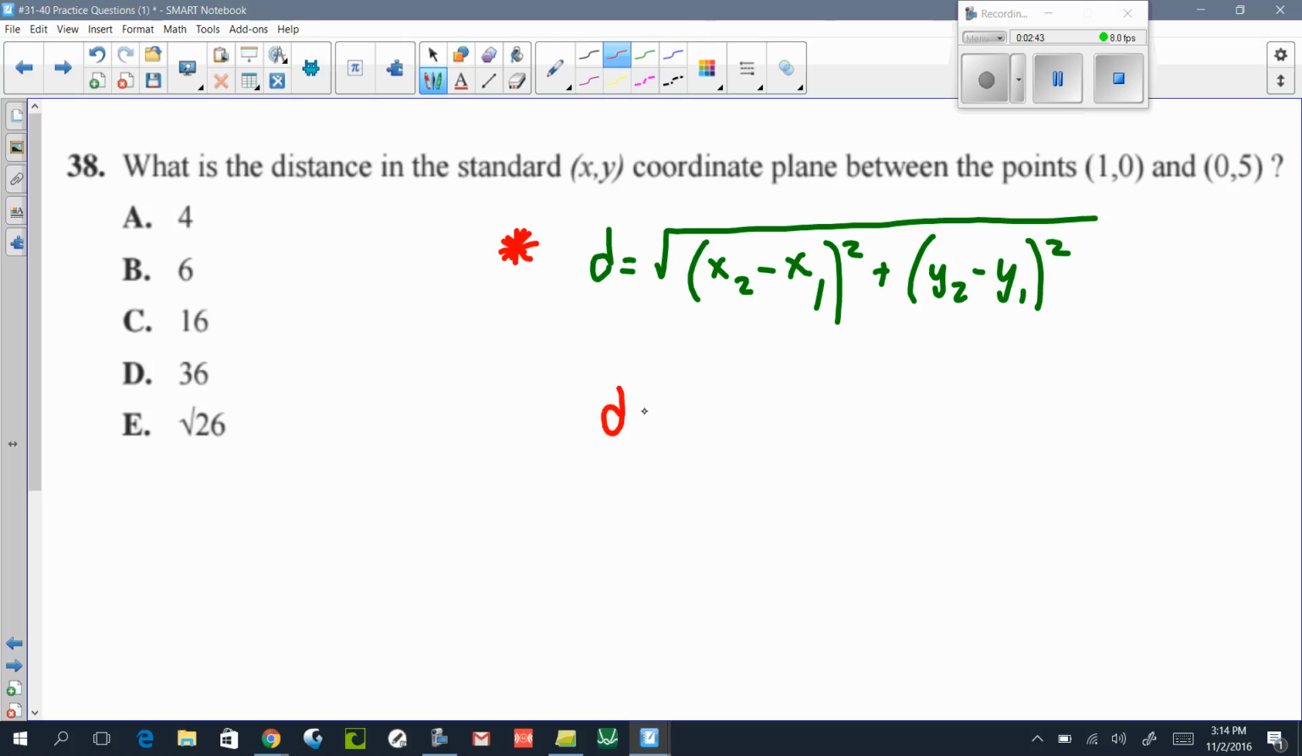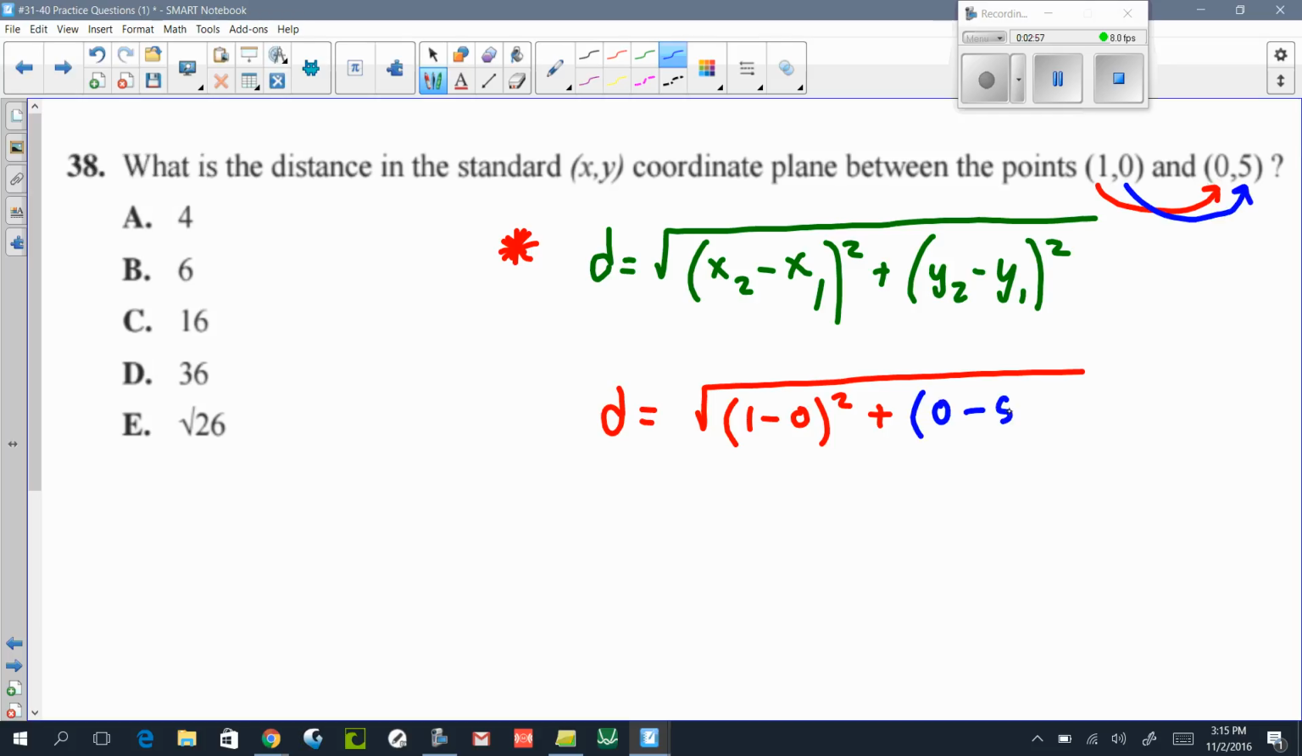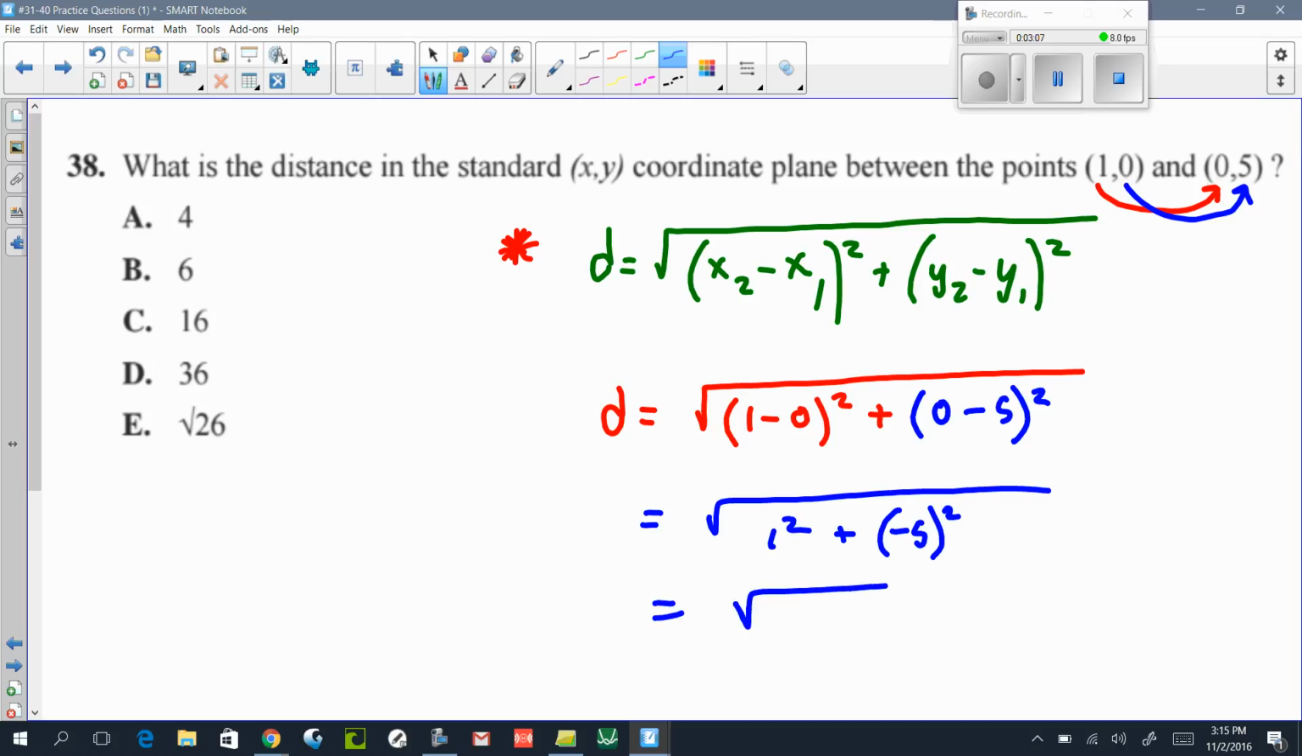So if we would do this, the distance between these 2 points, we're going to subtract the x values. So we're going to take 1 minus 0, and we're going to square that. And we're going to add it to the result of subtracting the y values in the same order. 0 minus 5 and squaring that. That's going to give us the square root of 1 squared plus negative 5 in parentheses, careful there, squared, is equal to the square root of 1 plus 25, which is equal to the square root of 26. So the answer here is E, using the distance formula.